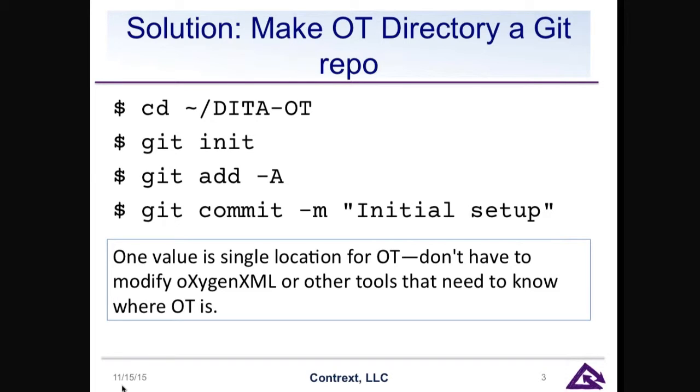So my solution, after I came to really understand Git about 2 years ago now, was this. One of the really cool things about Git is that you can take any directory on your computer and make it a Git repository. So I go to my DITA-OT directory, git init, git add -A, git commit -m initial setup. There you go. It is now a Git repository in which the initial configuration, whatever it happened to be at this moment, is now committed.